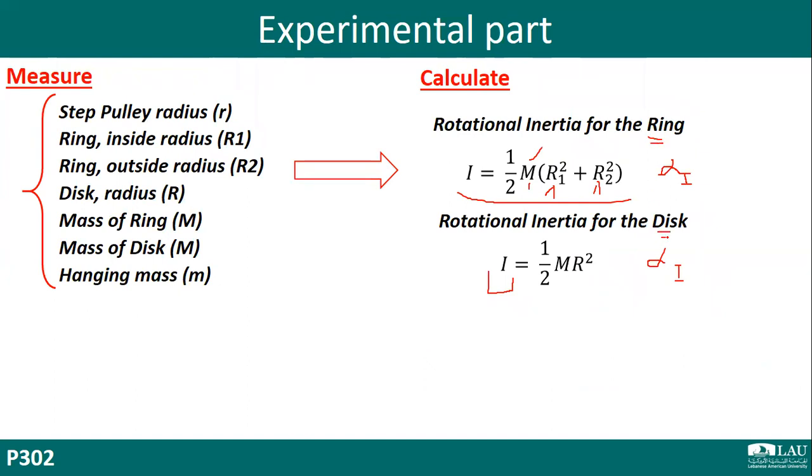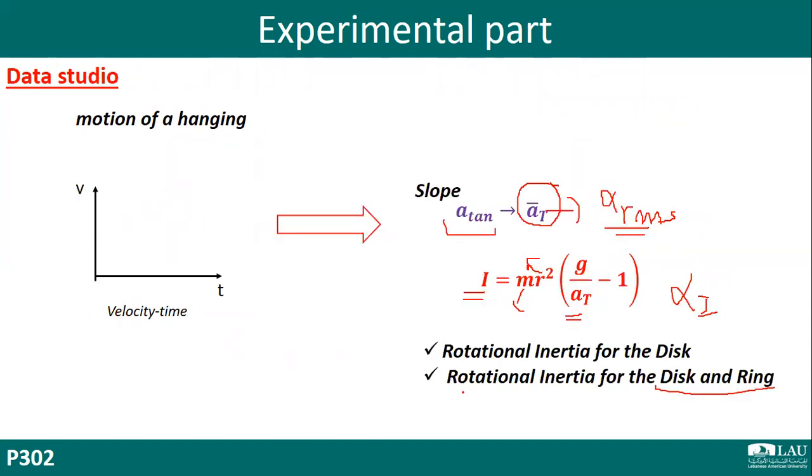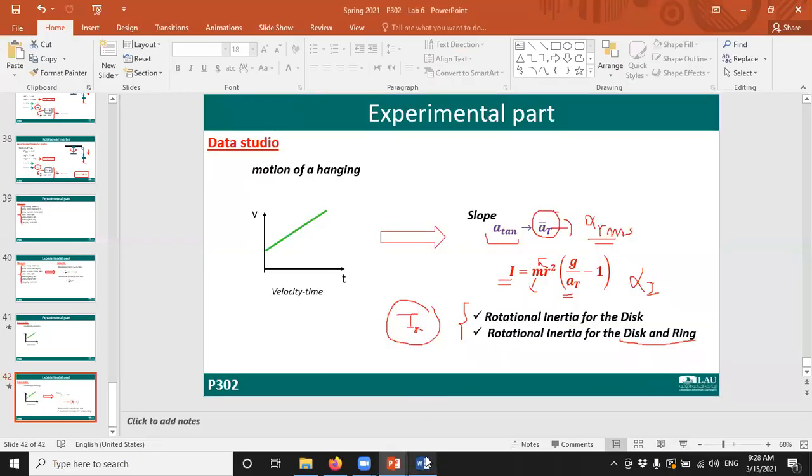So what you are going to do is find the rotational inertia for a disk and a ring, and the rotational inertia of a disk. Simply by doing I disk and ring minus I disk, you will obtain the rotational inertia of the ring alone. So that's it for this lab.